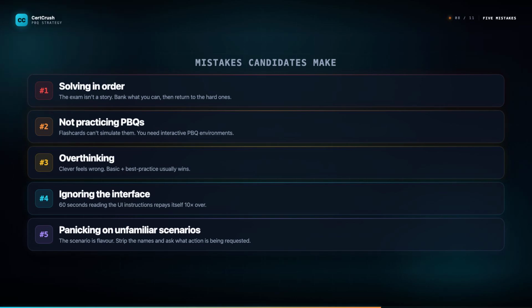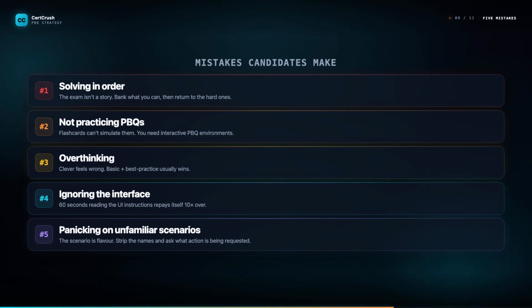Mistake number 5. Panicking when you don't recognize the scenario. The scenario is flavor. The task is the task. Strip away the company names and the story, and ask yourself what technical action is actually being requested. 9 times out of 10, once you strip the flavor, you know the answer.